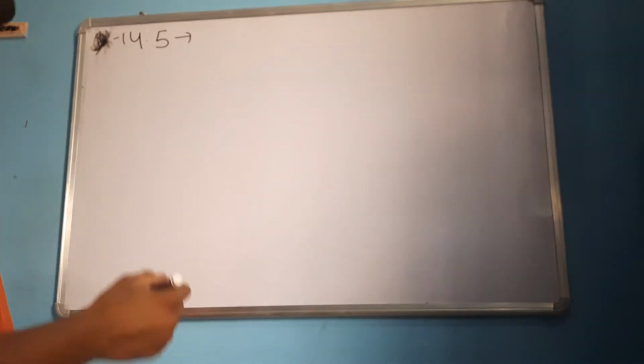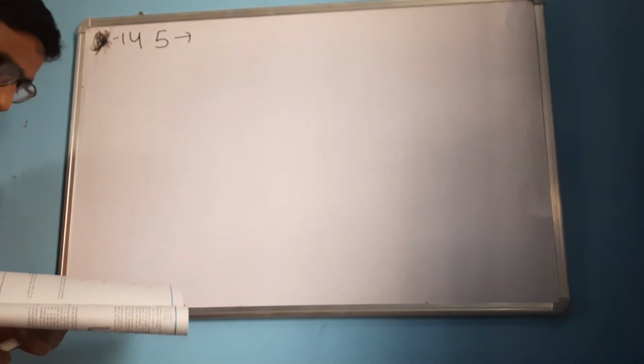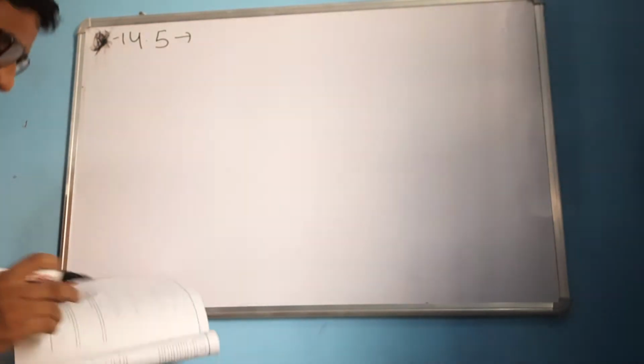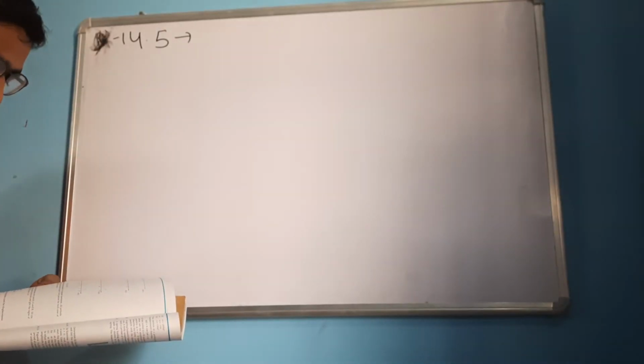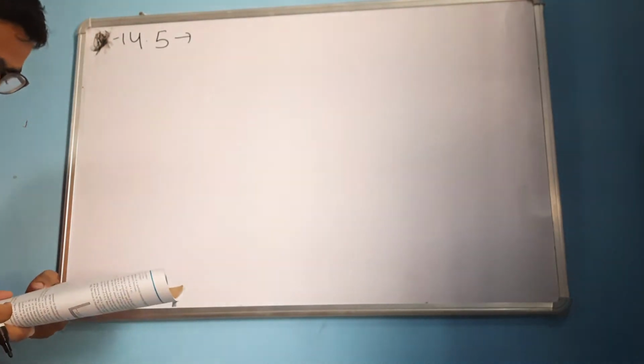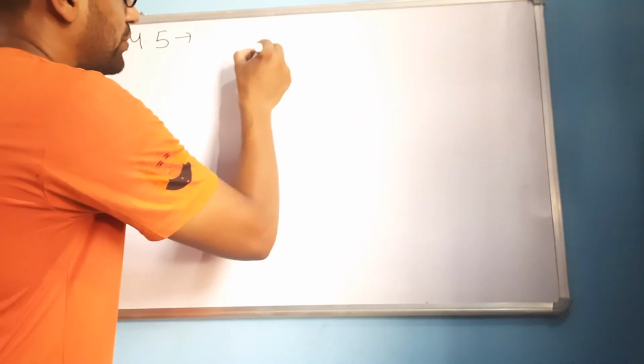Hello guys, today we are going to discuss question number 14.5 of the oscillation chapter exercise. So what does the question state? It states that we have a particle in linear simple harmonic motion between 2 points A and B.